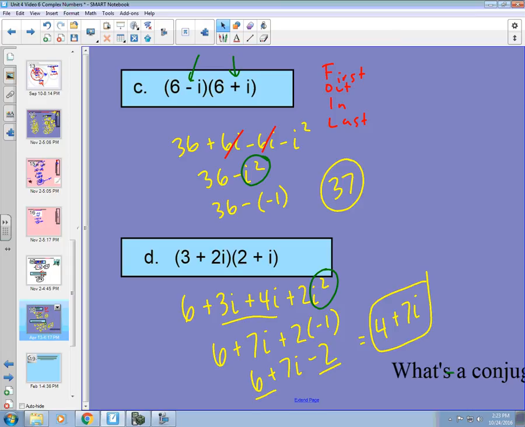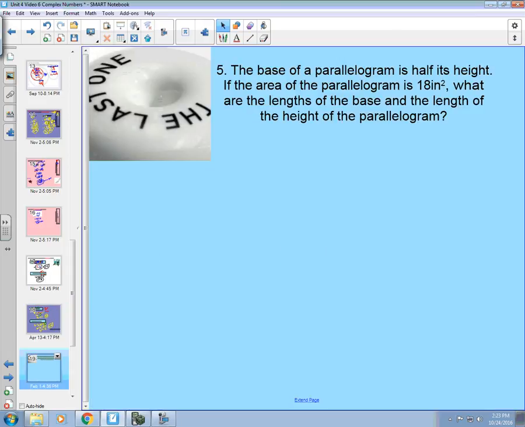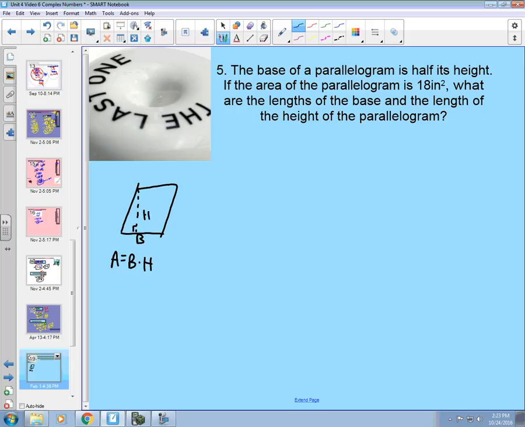All right, very last problem. Here's an application, maybe using some geometry here. They say the base of a parallelogram is half of its height. If the area of the parallelogram is 18 inches, what's the length of the base and length of the height of the parallelogram? So just going back again to geometry, if you got a parallelogram, area is the base times the height. The height is that perpendicular height there.